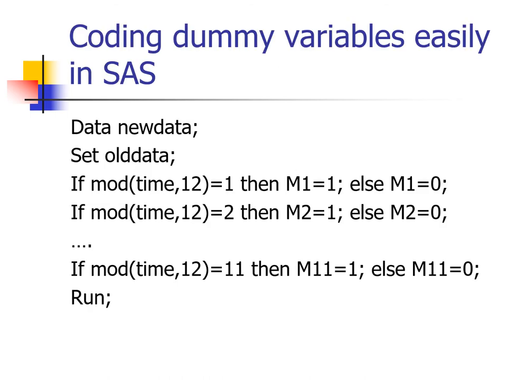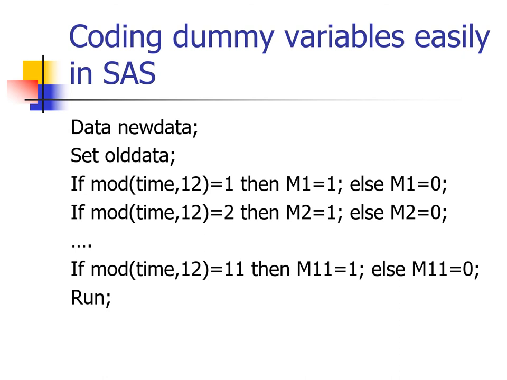So how do we code dummy variables in SAS? This is a nice way of doing it. I'm not sure that we've done anything quite like this in 512. A lot of the data sets that I've found don't always have just the month. If they had the month, that would be great, but a lot of them just have the time.